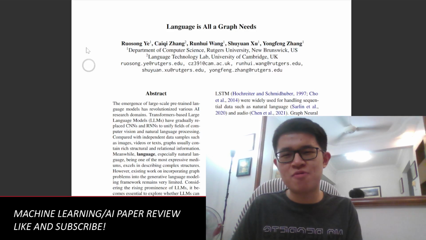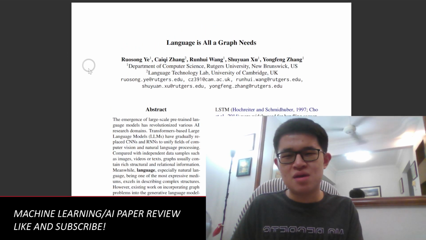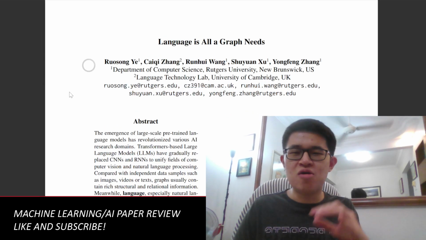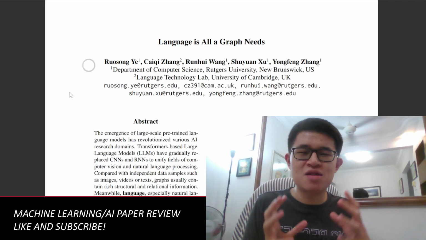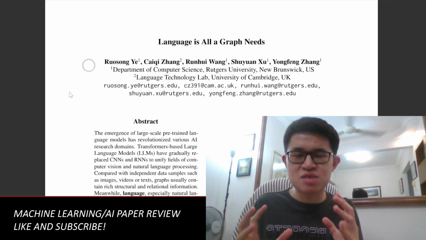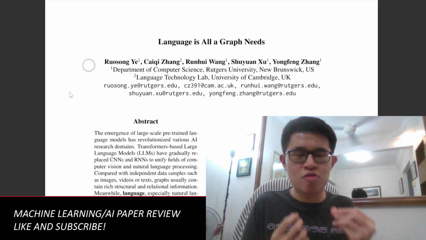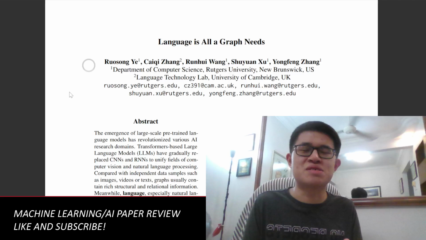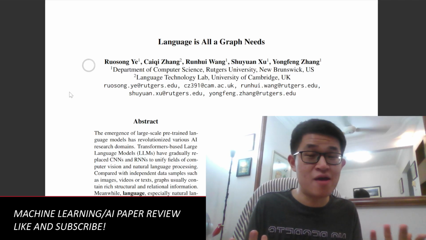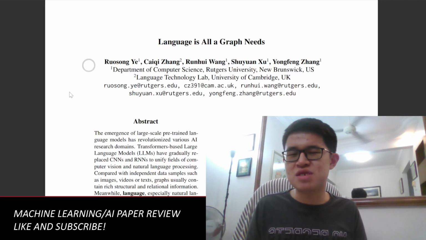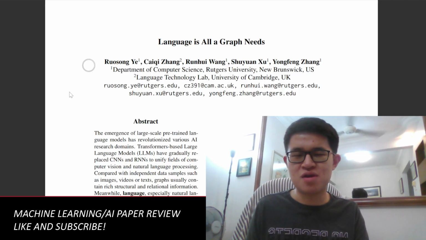So this paper suggests the idea that LLMs can be directly used to replace graph neural networks. And all graph processing needs is just human language, apparently. But do you know what? Let's dive right into it, shall we?